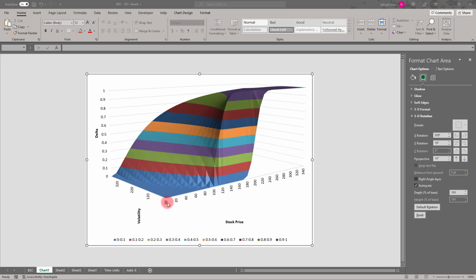We have a 110 call with a stock at around 20 and no volatility. That option's going to be dead flat. You can see it's very smooth in this region, just not going to get any benefit at all.